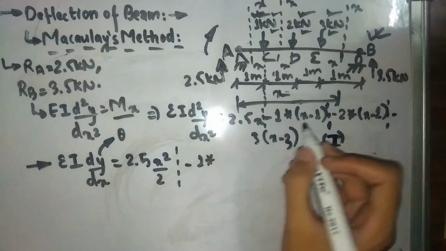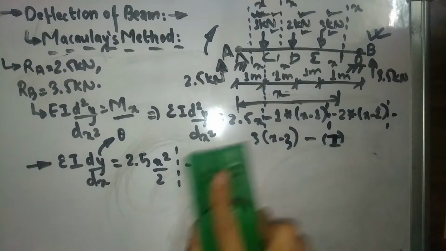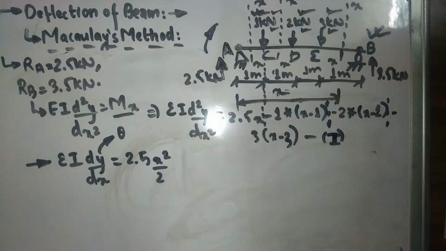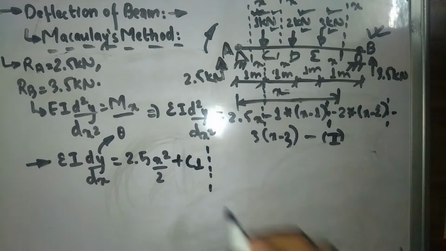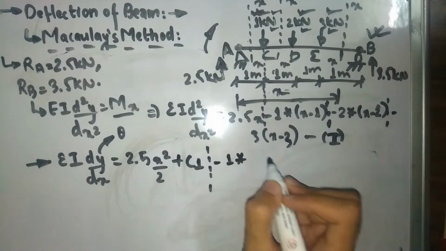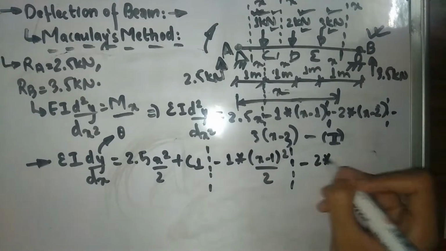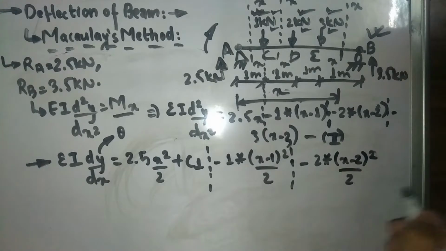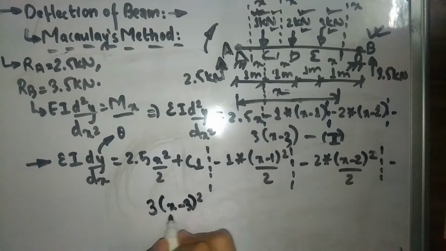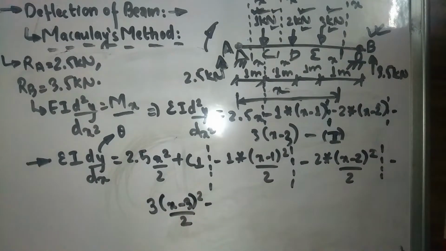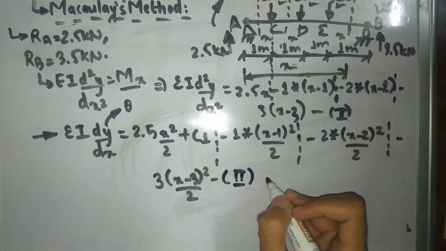My equation 1, minus 1 into x minus 1. Actually I haven't added something over here, so there is a mistake till here. What happens is 2.5 into x square by 2. After integration, I'm going to get one constant c1. Let me put my dotted sign: minus 1 into x minus 1 is x minus 1 whole square by 2. Again put dotted sign: minus 2 into x minus 2 becomes x minus 2 whole square by 2. We treat all of them as x only: minus 3 x minus 3 whole square by 2. So this is my second equation, plus c1.